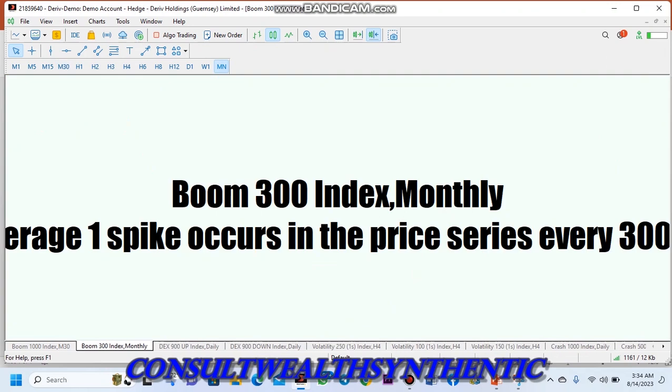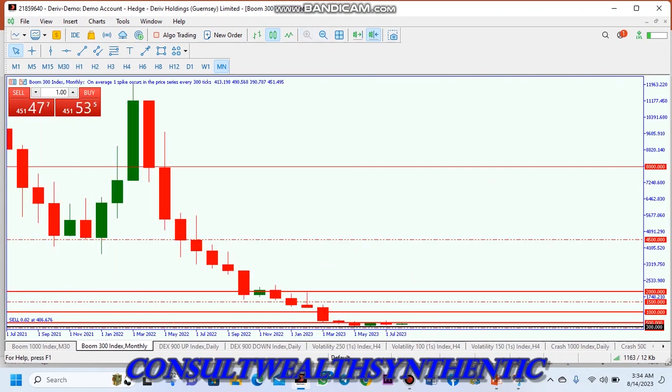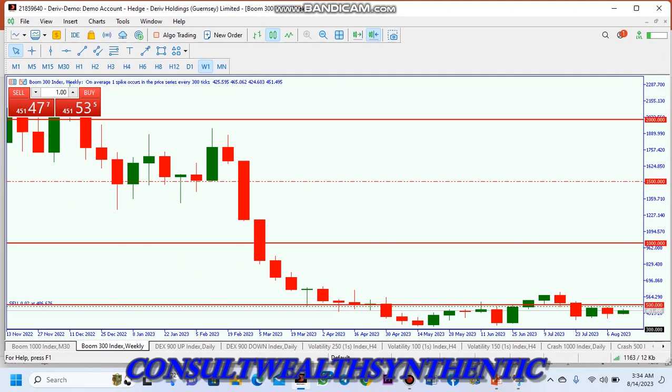Let's come to our monthly time frame. We cannot see any visible thing there. So let's come to our weekly time frame. On our weekly time frame, we see the market has broken up from the 500 level.